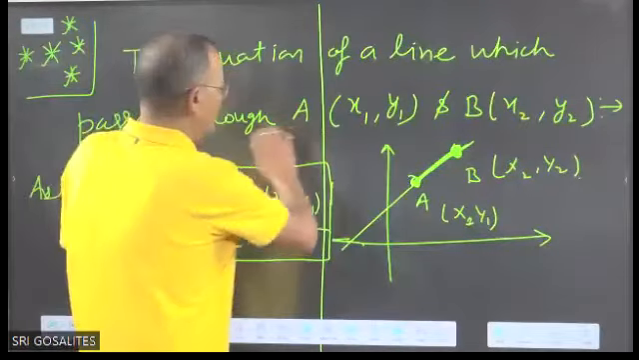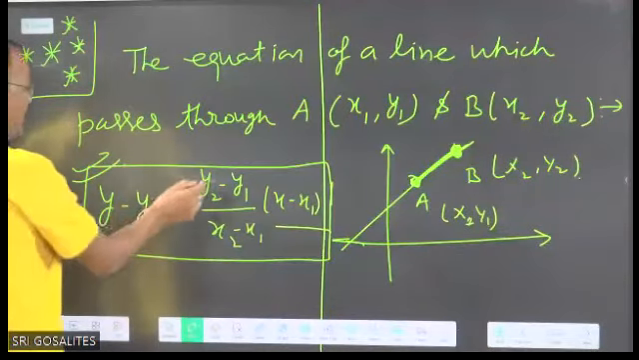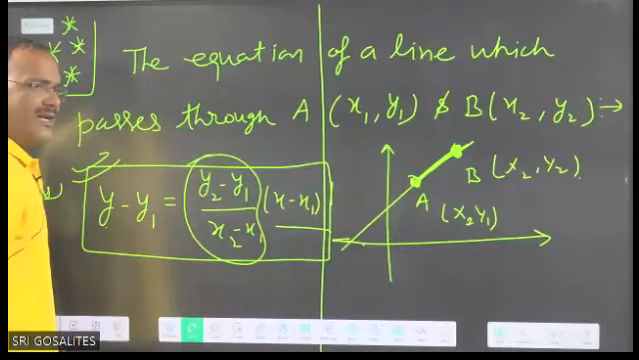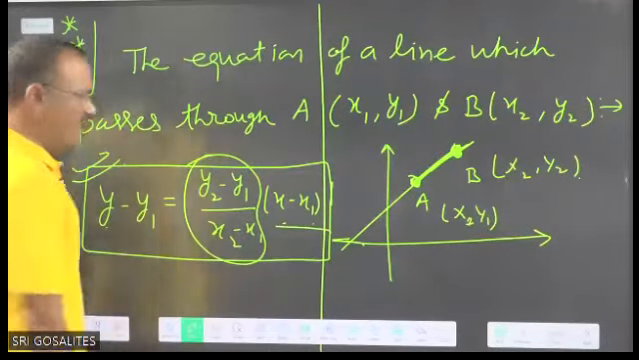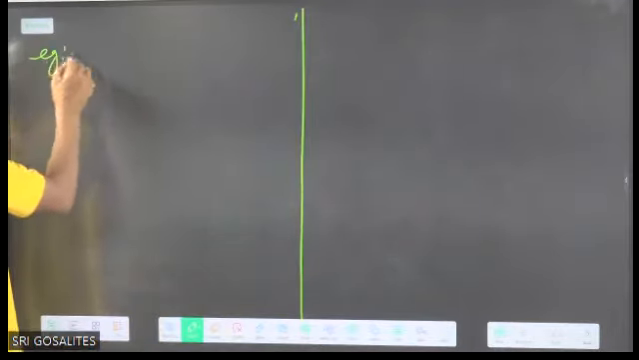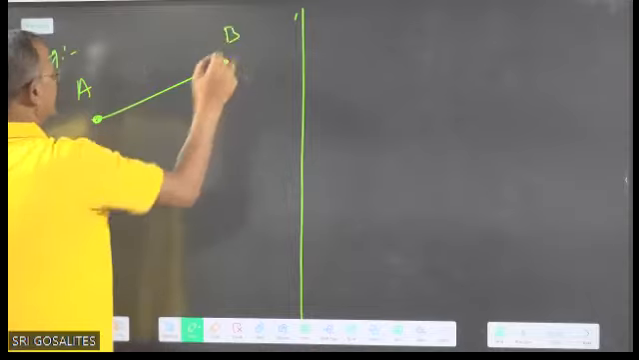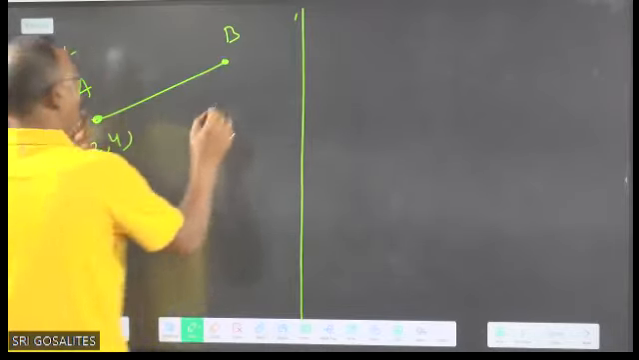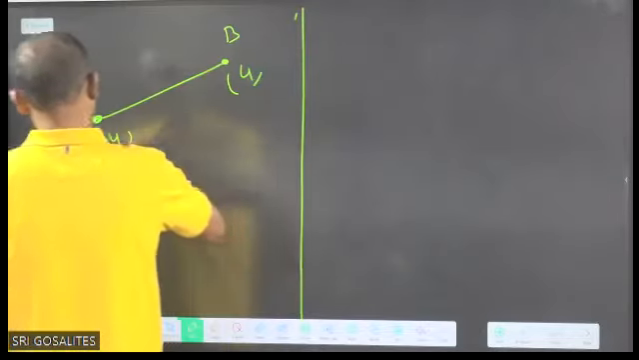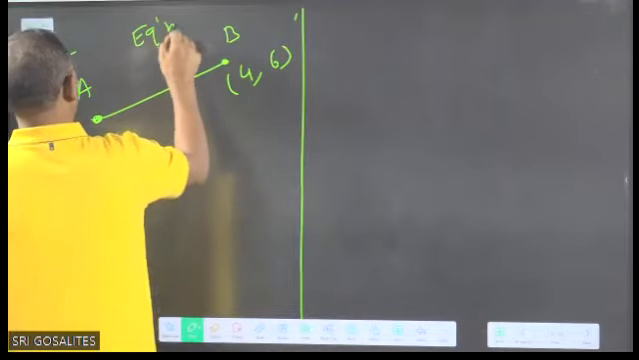Okay. So if 2 points A and B are connected, what is the equation of such a line? y minus y1 equals y2 minus y1 over x2 minus x1, into x minus x1. I will take one example for you. Then you will do 2. Suppose this is the line. What is the equation of this line?